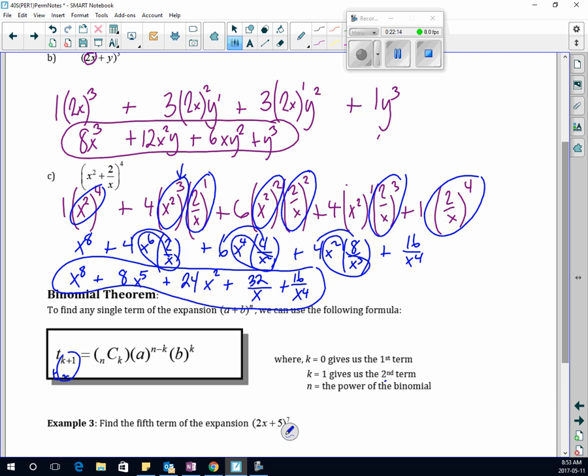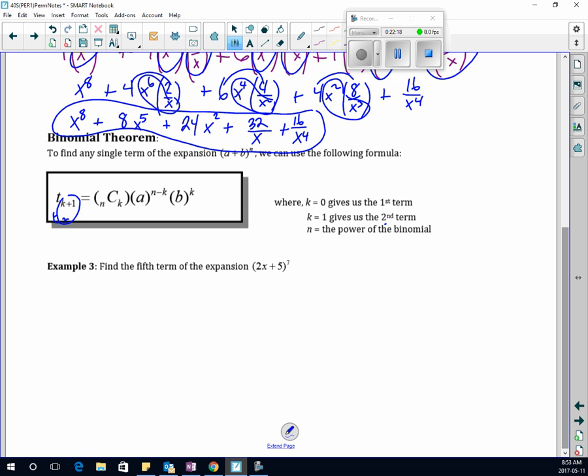Okay, so we'll do a couple examples. If I want to find the fifth term, I'm finding T5, remembering that that is k plus 1. So what does k equal then? 4. What does my n equal? My n is right there. n equals 7. Yes?